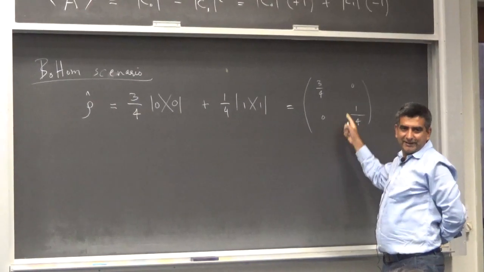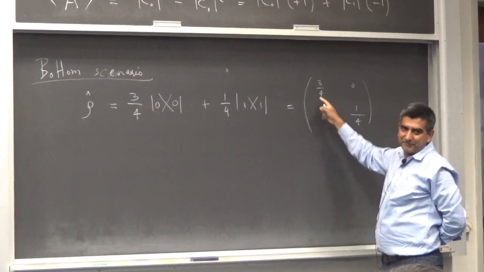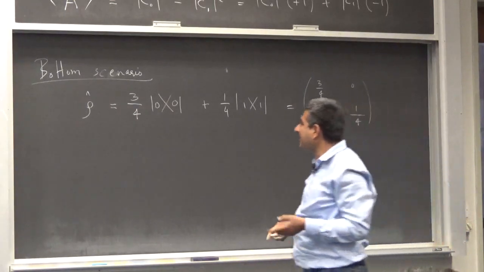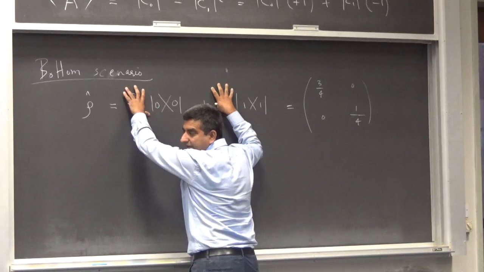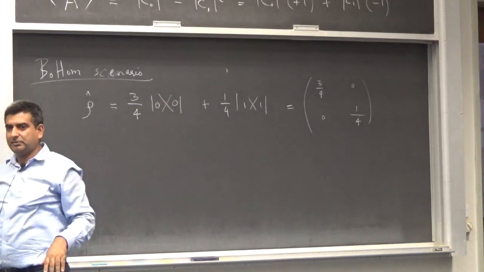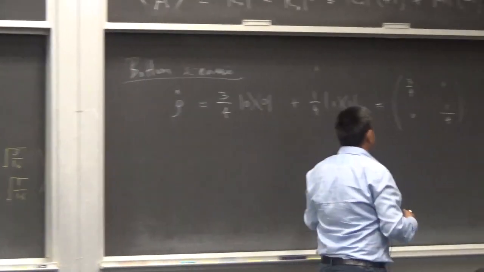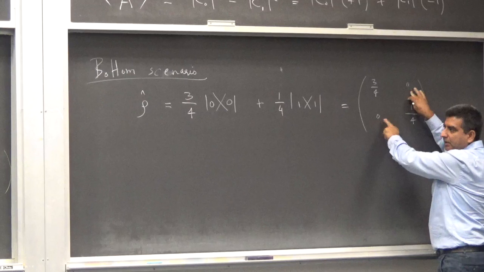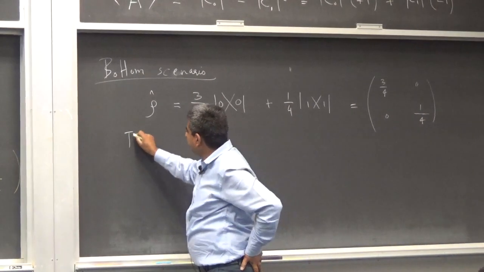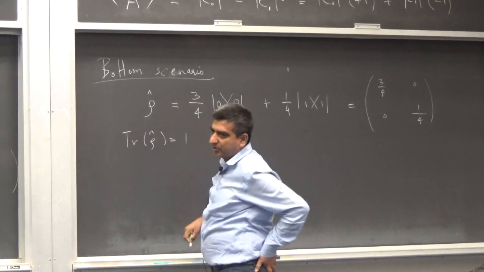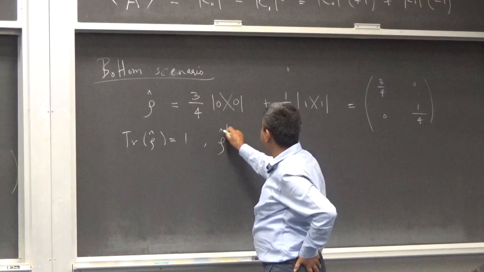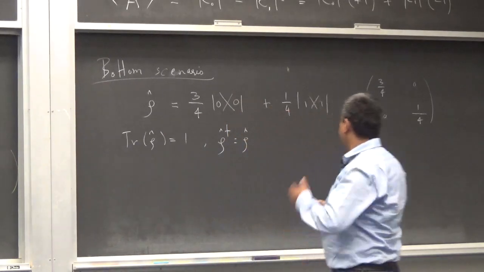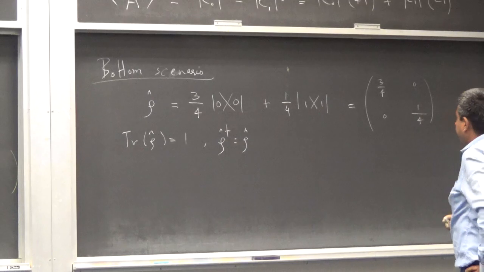Trace is again 1, it's Hermitian. Eigenvalues are evidently 3/4 and 1/4. So there are three properties. Its trace is 1, because the sum of these weights is 1. Right? Here the trace is also 1. And somehow these objects are 0, but they can be non-zero as well. So density operator has trace always 1 because otherwise the state is not going to be normalized, and the density operator is also Hermitian, which implies that the eigenvalues are real.